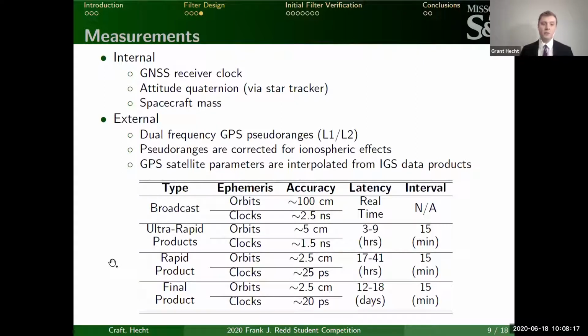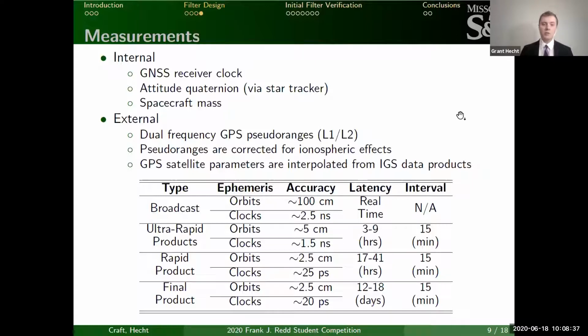The internal measurements, which are used during the propagation and accumulation of information, are not included in the batch measurements. These include measurements of the GNSS receiver clock, attitude quaternion, and the spacecraft mass. The external measurements are L1 and L2 pseudoranges, which are combined to correct for over 99% of the ionospheric effect.